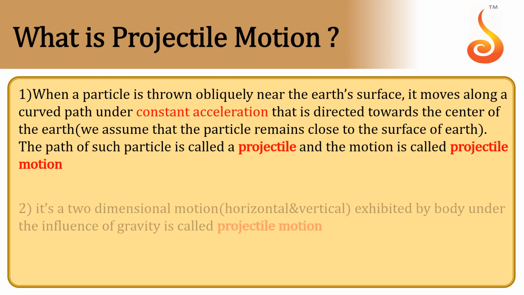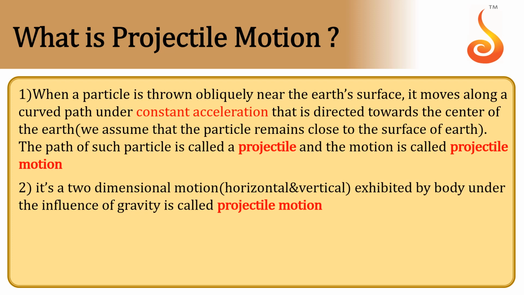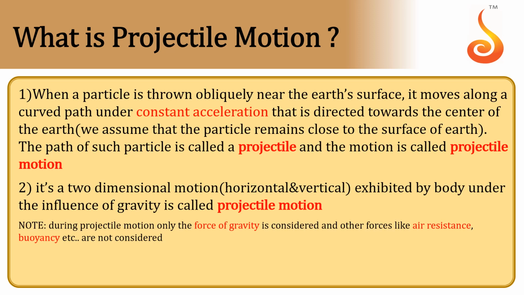Let's see another definition. It is a two-dimensional motion, both horizontal and vertical, exhibited by a body under the influence of gravity, called projectile motion. But here, when we are talking about projectile motion, we are going to consider only gravitational force. We are going to neglect the rest of the forces like air friction, buoyant forces and all. So that's a very important note point. So during projectile motion, only the force of gravity is considered and other forces like air resistance, buoyancy, etc. are not considered. So remember this point.